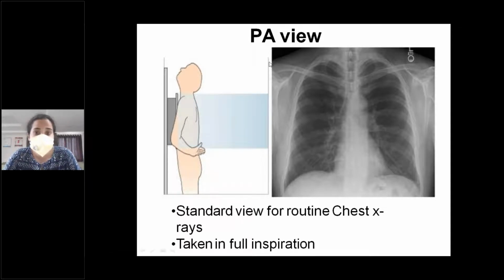So this is the basic and the most important view you should be able to know, and this is the actual view that we will try to interpret in the later slides. This is the standard view for routine chest x-rays, and it is taken in full inspiration. Usually patients advised for a PA view are not morbid, or they do not have any comorbidities, or they can usually get up themselves. They are mobile enough to go to the department and get their X-ray done by themselves.